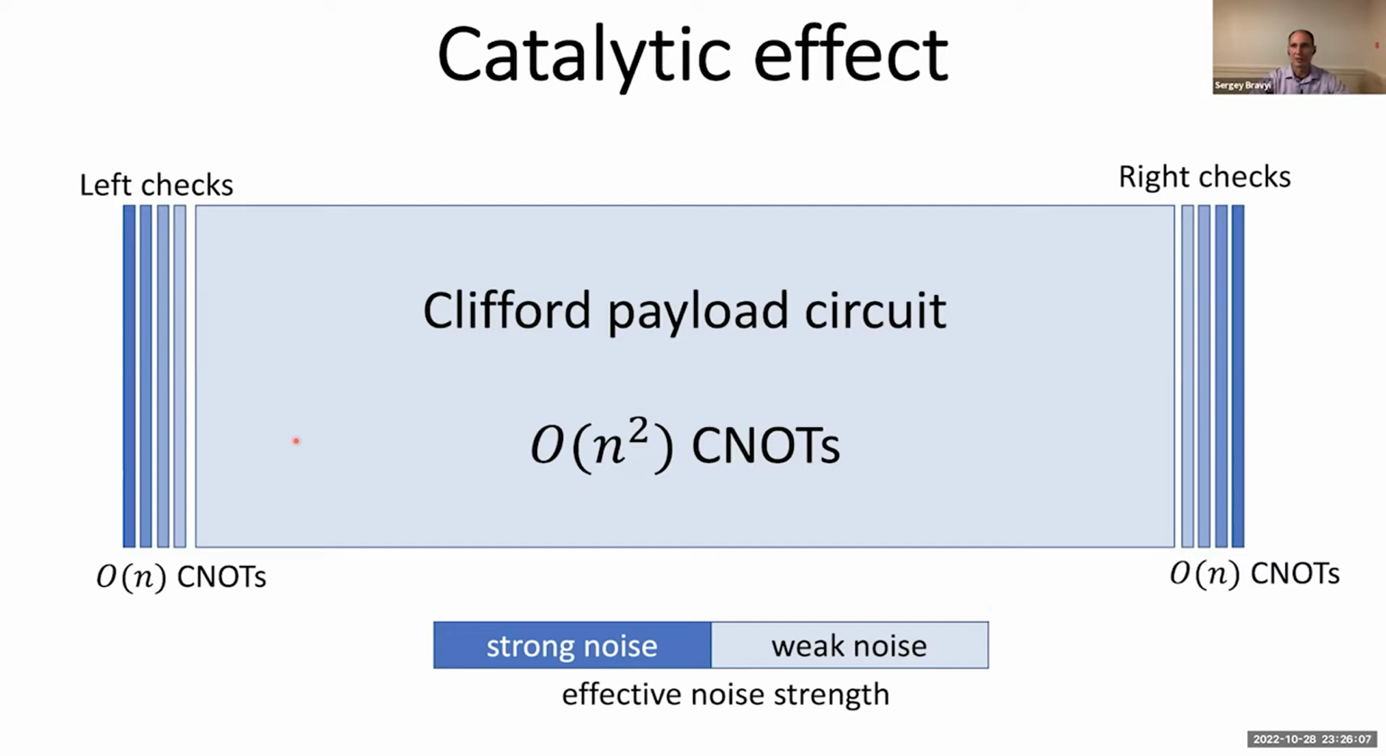And if our error rate is small enough that we can reliably implement just a few outer checks, we should be able to implement the entire circuit reliably, no matter how many gates are in the payload circuit. And we can actually prove this catalytic effect and quantify it, and I will show you this in a moment.